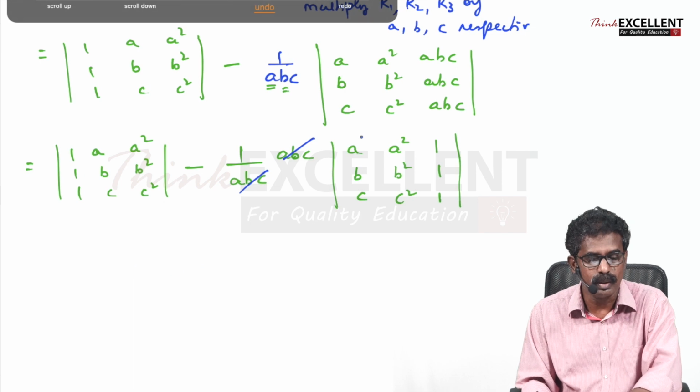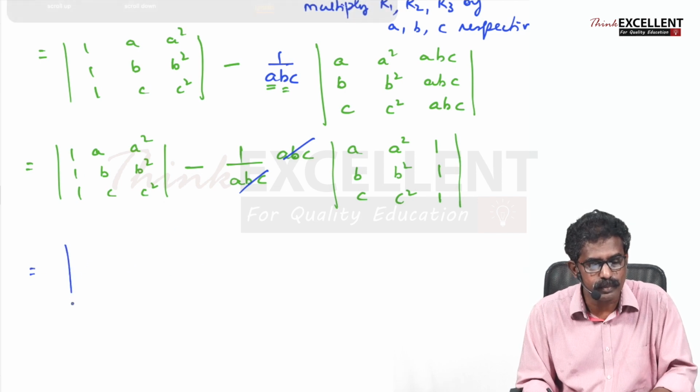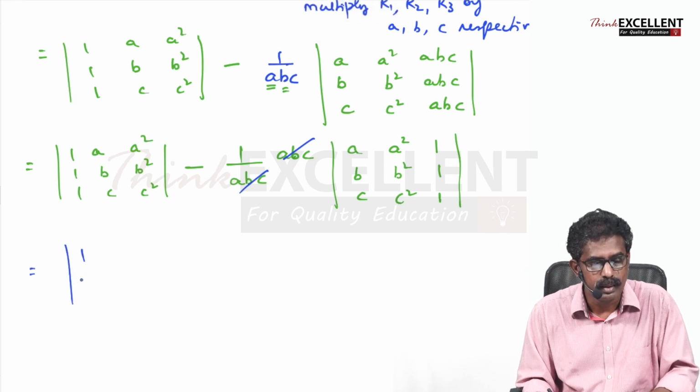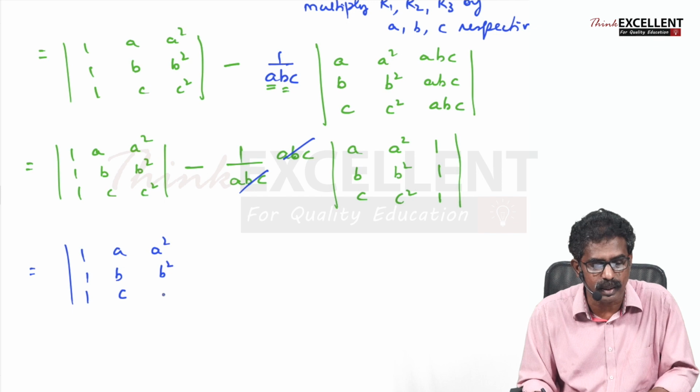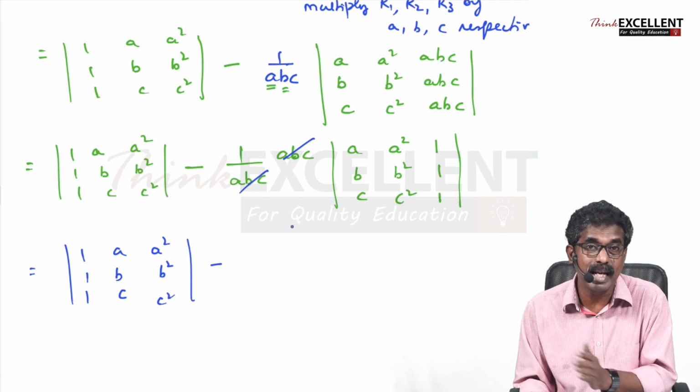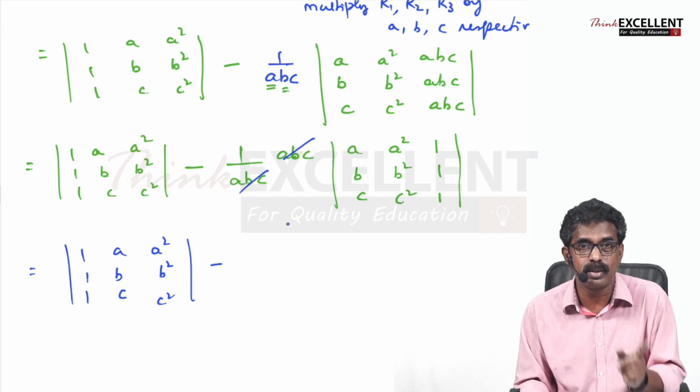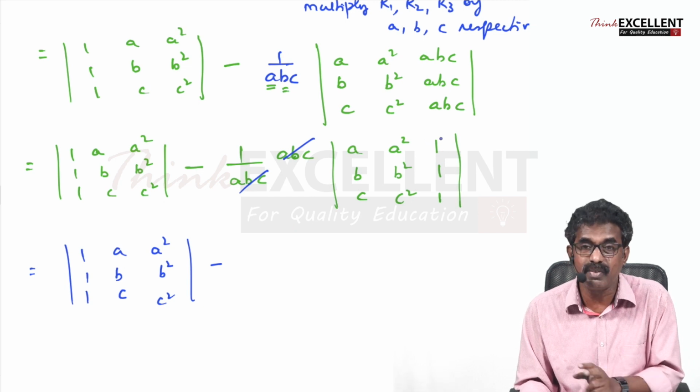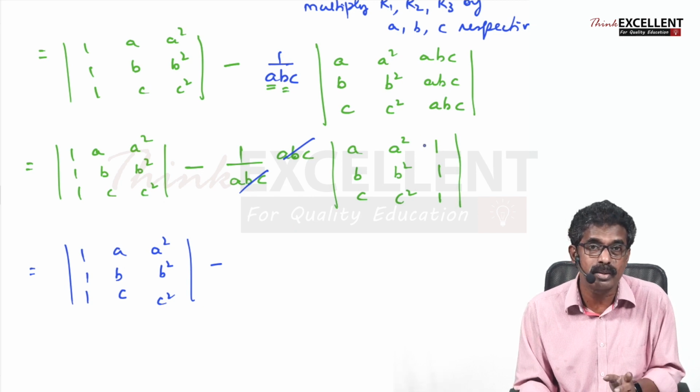So how can you write? First one you write as it is. 1 means that column fully 1. Then A, that is ABC. Third column is A square, B square, C square. Minus. This one cyclically I'm going to repeat. We want to rotate it. So we start with 1. Why do you want to start with 1?